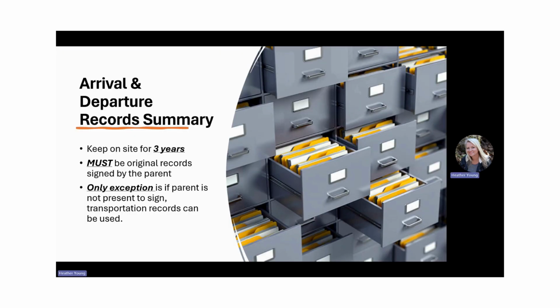Arrival and departure records and transportation records must be kept on site, as we said, for at least 3 years. But they may be required to be kept beyond 3 years if there is an investigation. Again, it must be the originals on site that are signed by the parent and signed in and out. If it is electronic, the parent must have a unique signature known only to them, and the only exception to this is if the parent is not present to sign, in which case transportation records are used.